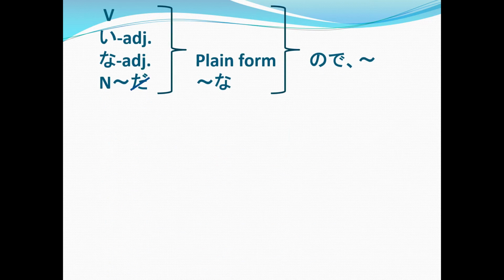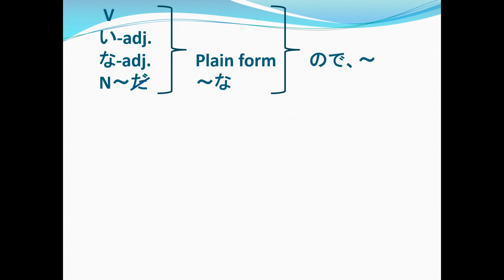Now, let's move on to using node. I believe you've often heard this in Japanese conversations, right? So, how do we use node first? Or how do you construct node sentences? Any verb, e-adjective or na-adjective, and then a noun, all in its plain form. And for noun, instead of using da, we use na plus node.